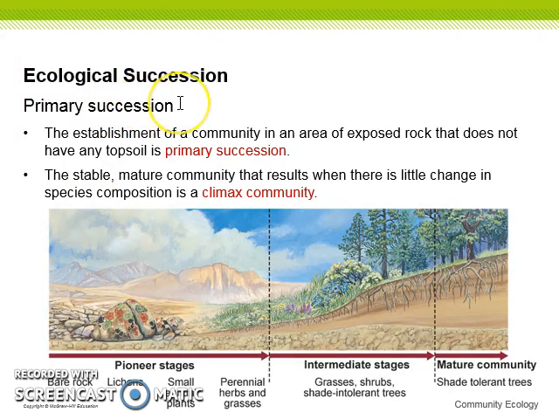So under primary succession, I said save some room. So you have two bullet points. The establishment of community in an area of exposed rock that does not have any topsoil is considered primary succession. The stable, mature community that results when there is little change in species composition is a climax community.